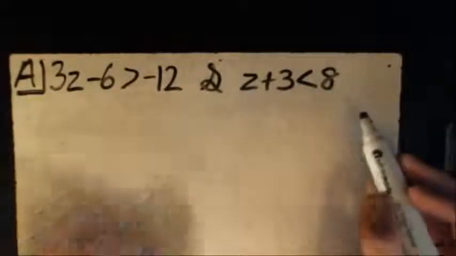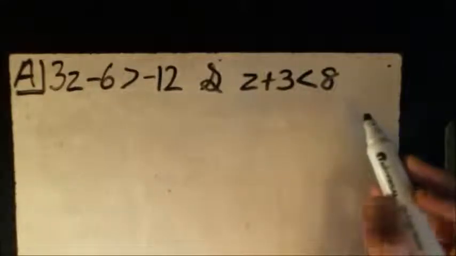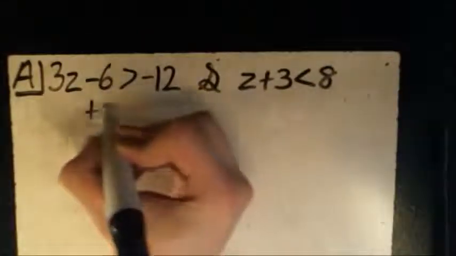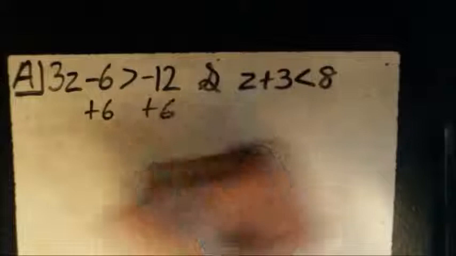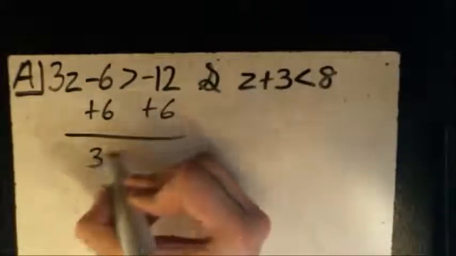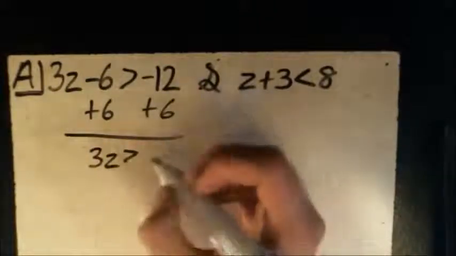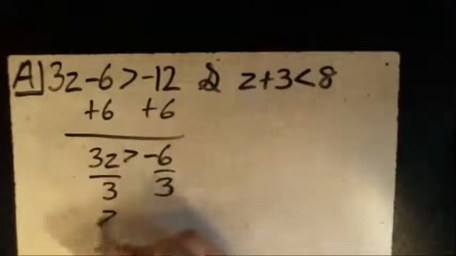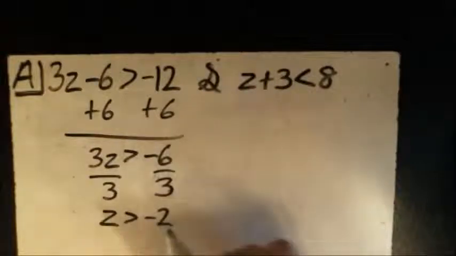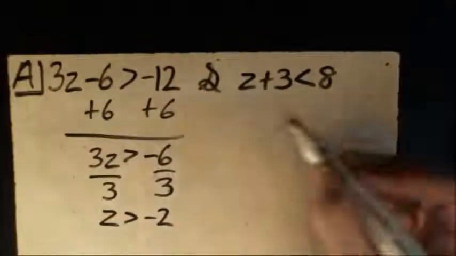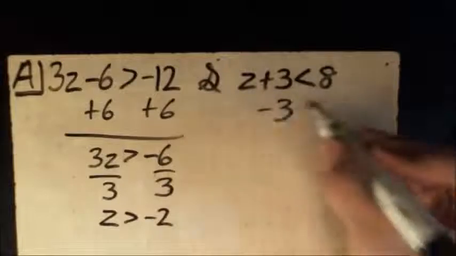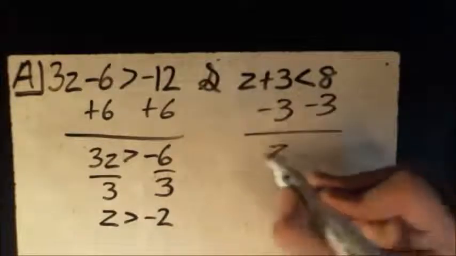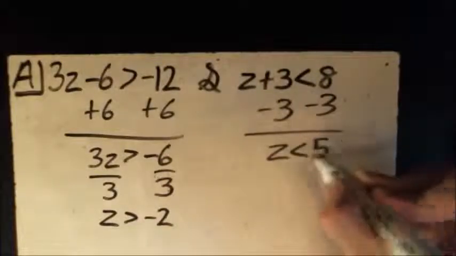All right, so for A, we've got 3z minus 6 is greater than negative 12, and z plus 3 is less than 8. So first thing we have to do is solve for both equations. First I'm going to add 6 to both sides over here. So I've got 3z is greater than negative 12 plus 6, which is negative 6. And then divide both sides by 3. So I've got z is greater than negative 2. And then over here, I just have to subtract 3 from both sides. So I've got z is less than 5.